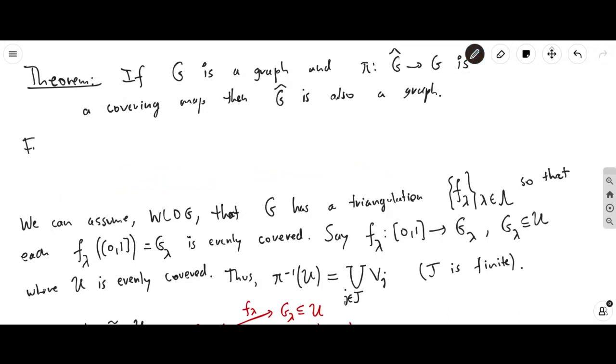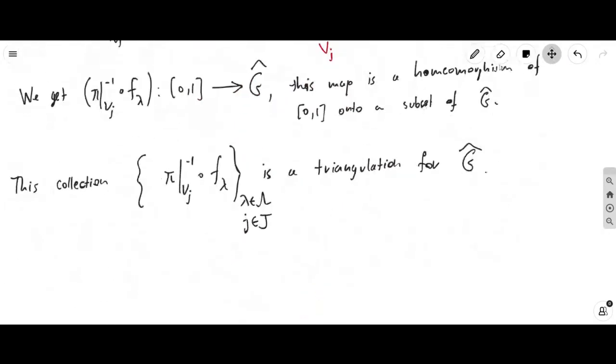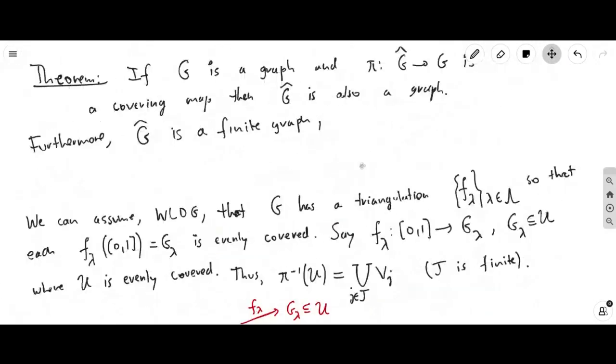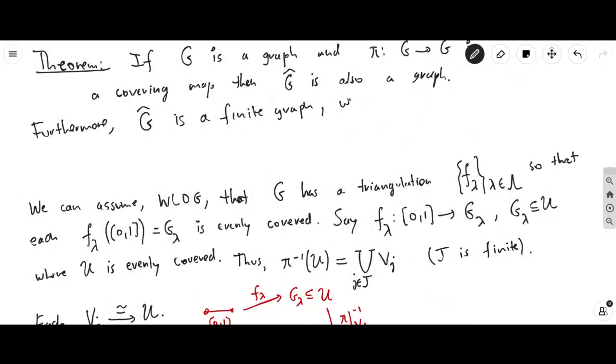And furthermore, the covering space is a finite graph because this is a finite triangulation. Right? This is finite, that is finite. So this is a finite triangulation for the cover, and the Euler characteristic of the cover would be equal to the Euler characteristic of the base, and then it gets multiplied by the sheet number.